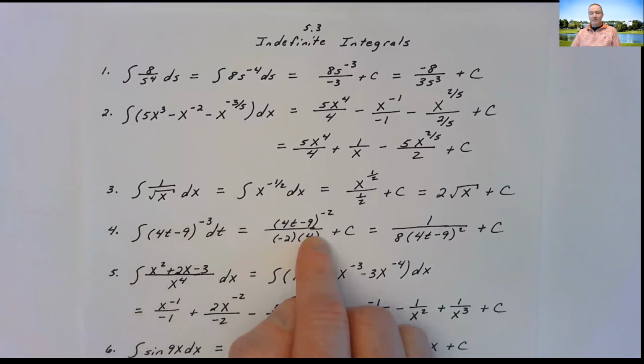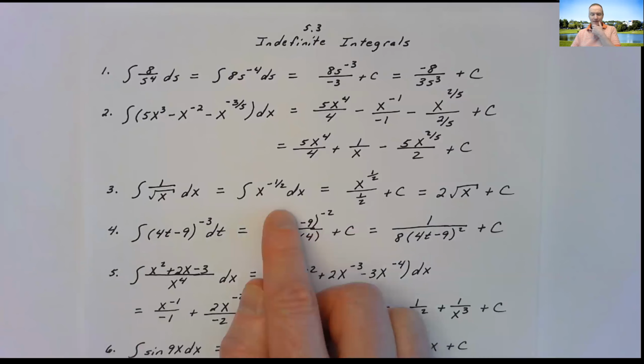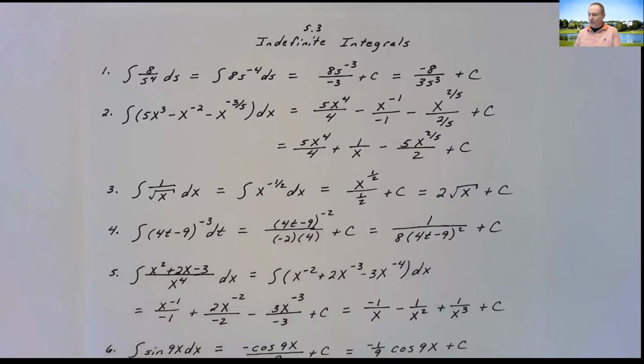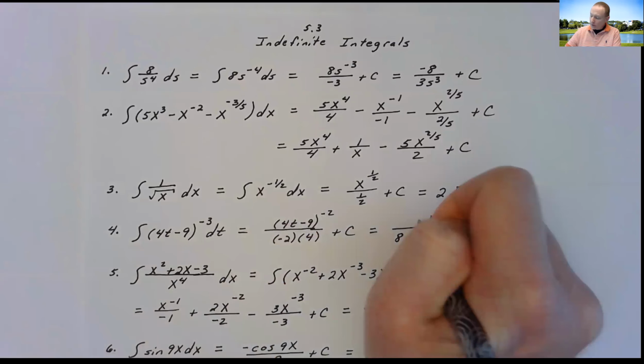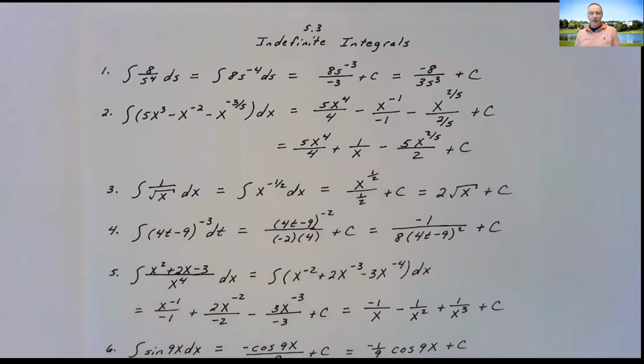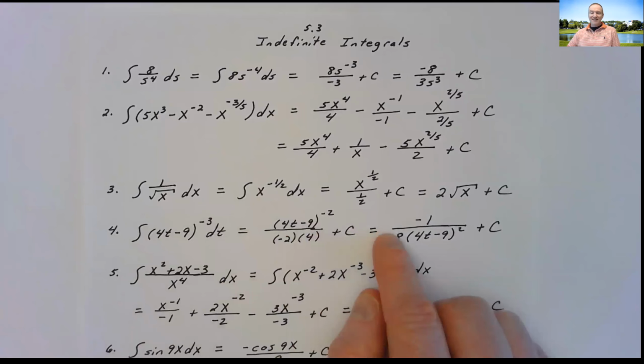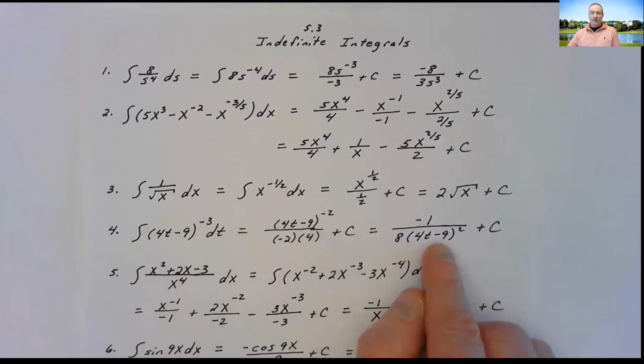Now, of course, I add my constant of integration. When I try to simplify, I'd have a factor of negative 8 in the denominator. So then I can say, well, that factor of negative 8 in the denominator, I'll leave as an 8 in the denominator. I meant to put a negative in my numerator here. That needs to be there. So negative 1 over 8. And then the 4t minus 9 to the second power, I put that in the denominator, plus your constant of integration.